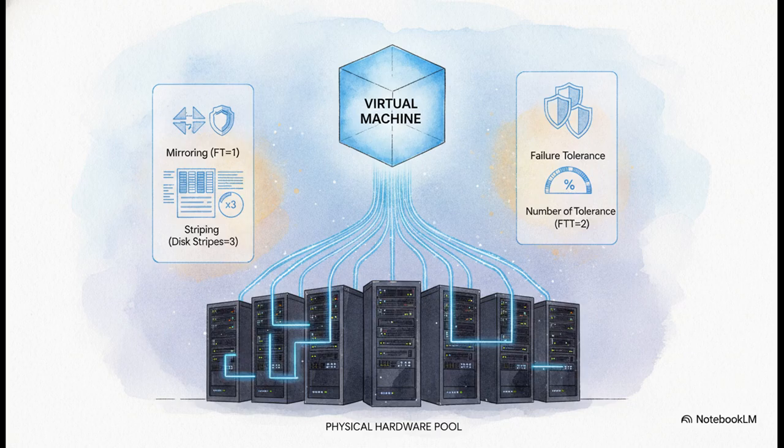You dictate things like the number of failures to tolerate, the FTT. You choose the failure tolerance method. Do you want simple RAID 1 mirroring, or maybe space-efficient RAID 5 or 6? You can adjust the number of disk stripes, or even set specific object space reservations. The beauty is, you just set the policy, apply it to a VM, and vSAN handles the rest, figuring out exactly how to physically place the data to make it happen.